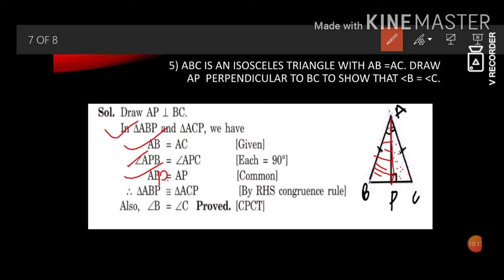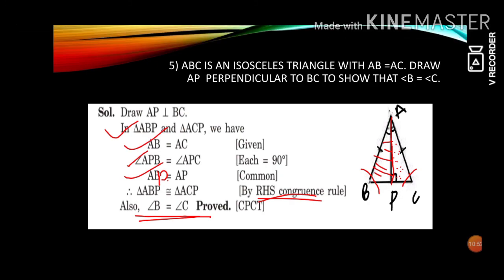Therefore, triangle ABP is congruent to triangle ACP by the RHS congruency rule, that is right angle, hypotenuse and side. So we can say that from these two triangles being congruent, using corresponding parts of congruent triangles, that is CPCT, the angles B and C are equal to each other. So what was required to prove is achieved. That being an isosceles triangle, we have to draw a perpendicular, and from there we derive that angle B and angle C are equal to each other.